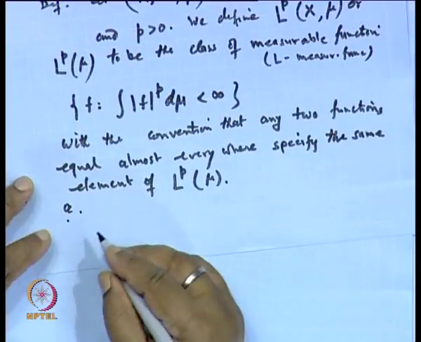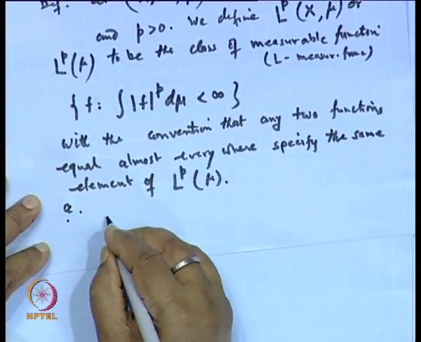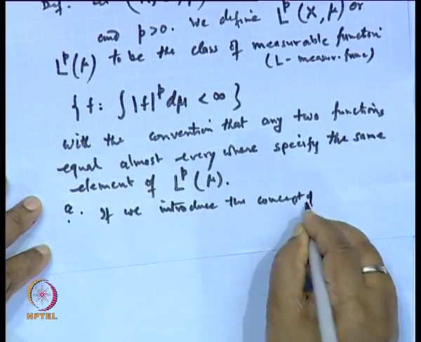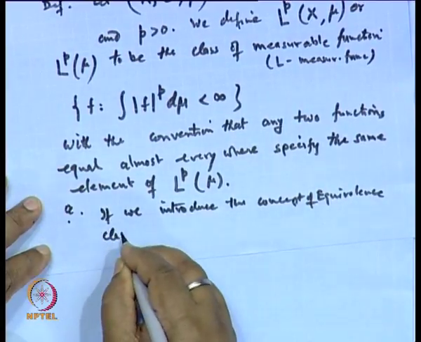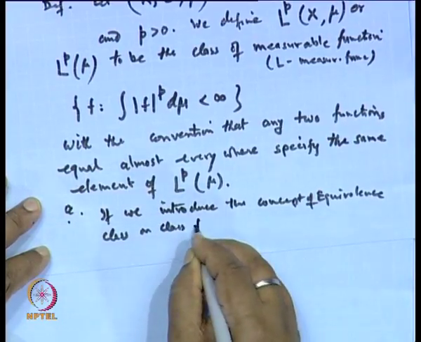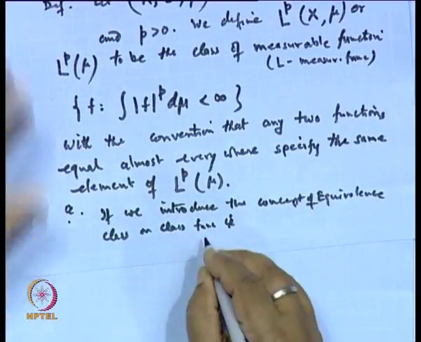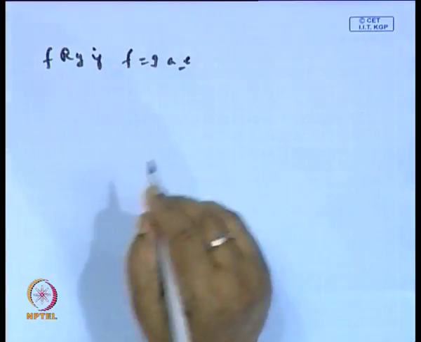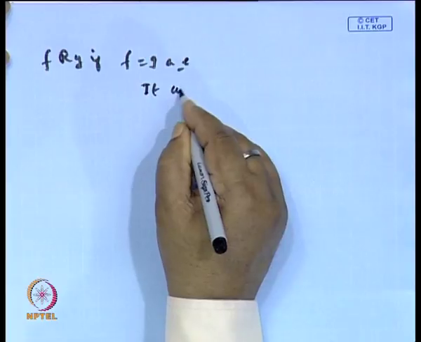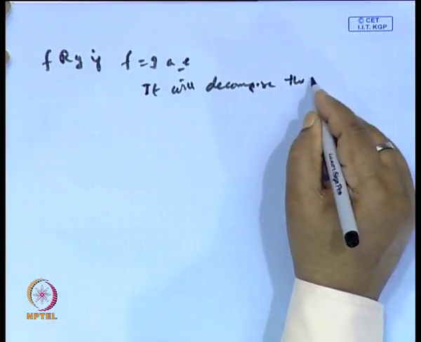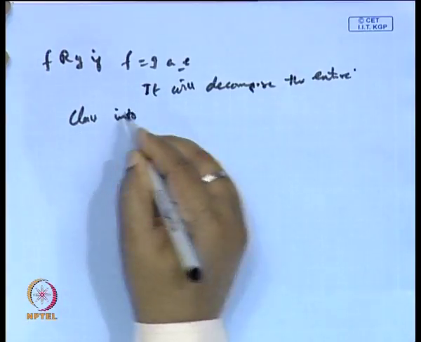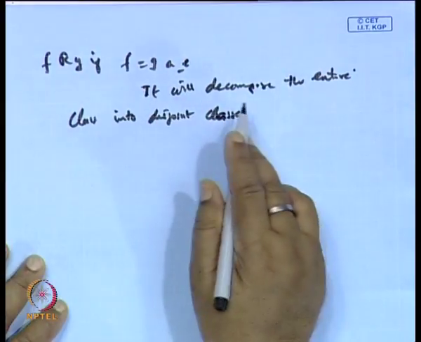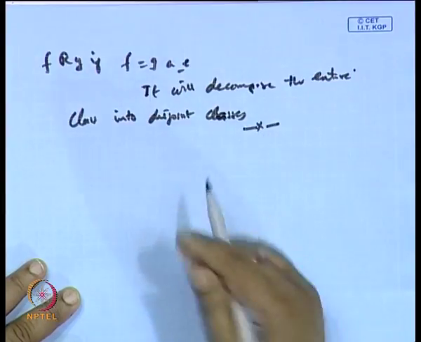That is, if we introduce the concept of equivalence classes on the class of functions, that is, f is related to g if f is equal to g almost everywhere, then it will decompose the entire class into disjoint classes, okay, and these classes will form the L^p space. So, we will discuss it later on. Okay, thank you very much.